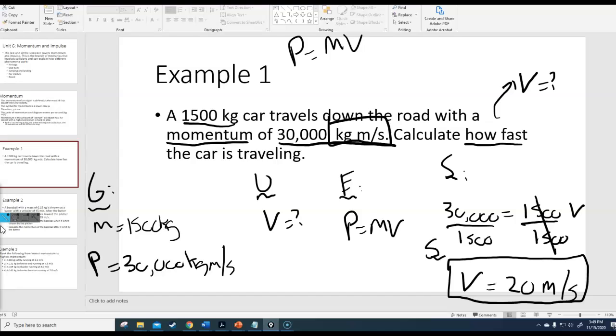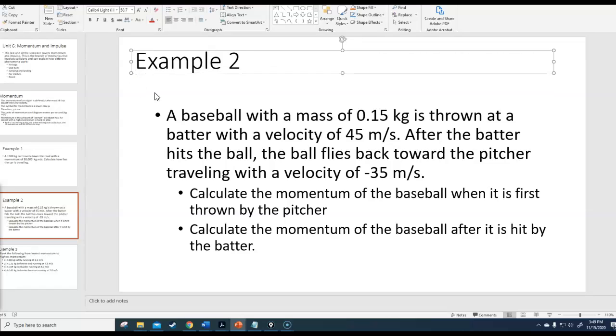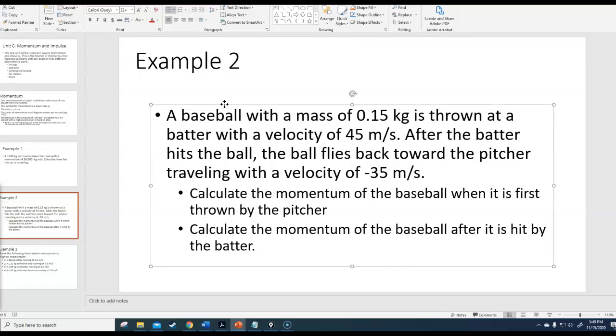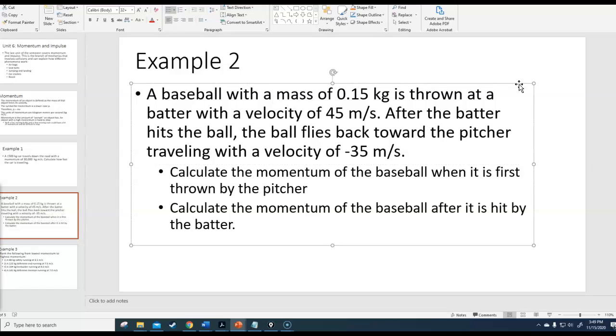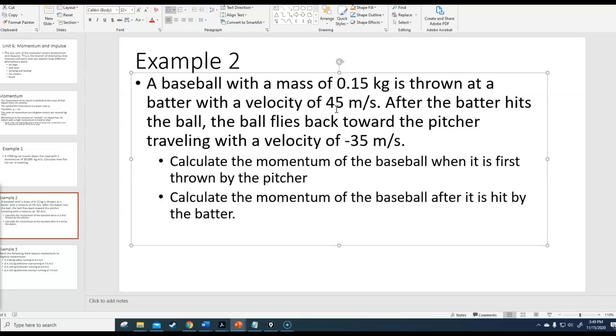Okay, so let's move on to example 2. Example 2 says a baseball with a mass of 0.15 kilograms is thrown at a batter with a velocity of 45 meters per second. After the batter hits the ball, it flies back towards the pitcher with a velocity of negative 35 meters per second. You might be wondering, why is the first velocity positive and the second velocity negative? It has to do with direction.